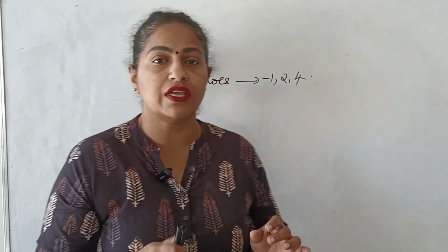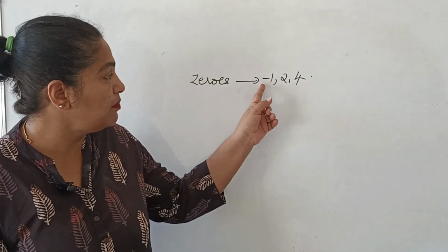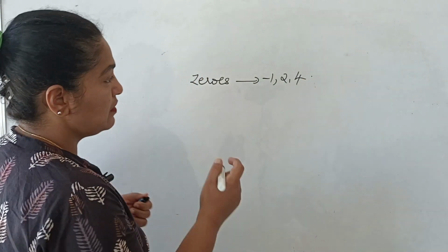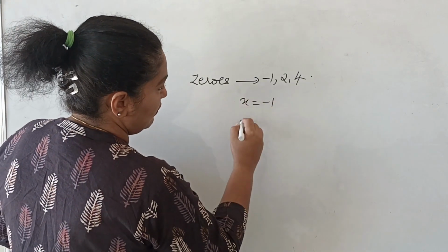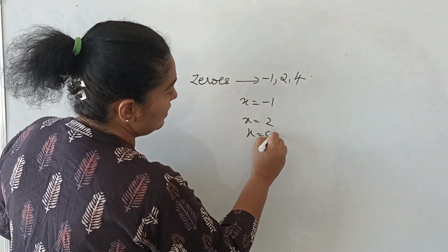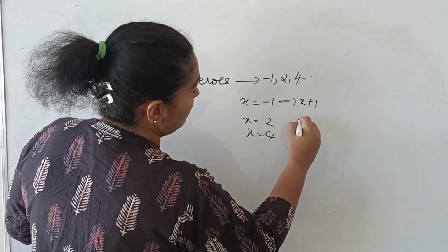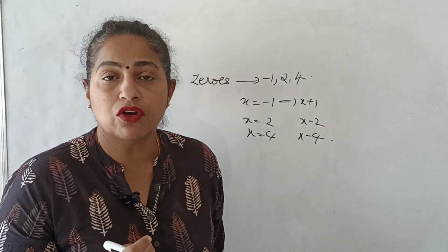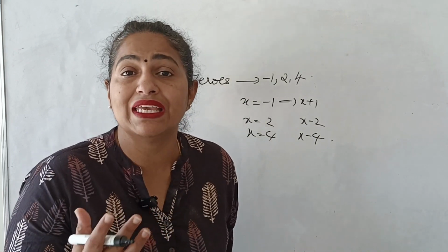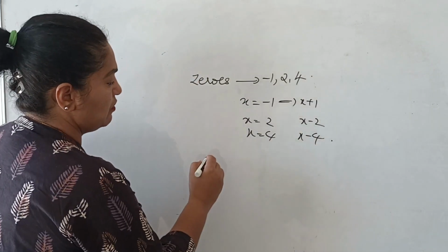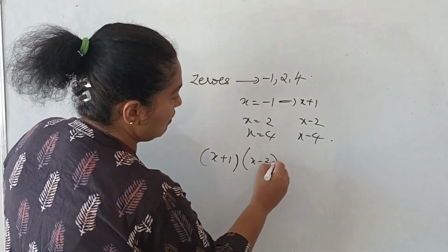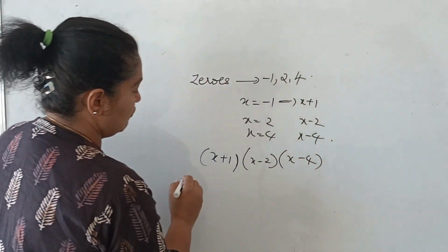We need to write a polynomial of degree 3 whose roots, or zeros, are given by -1, 2 and 4. Very easy, because the zeros are given by -1, 2 and 4. You can easily write the factors x plus 1, x minus 2 and x minus 4. Since we already got the factors of the polynomial, multiplying them together will give us the polynomial. So our required polynomial is obtained by (x plus 1) into (x minus 2) into (x minus 4).